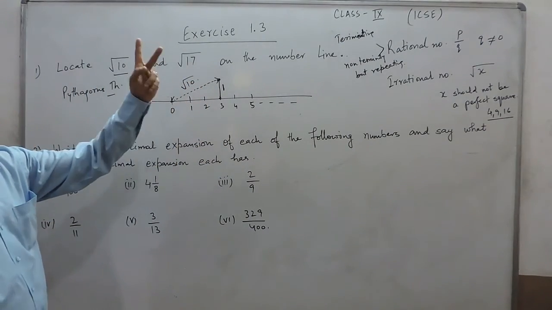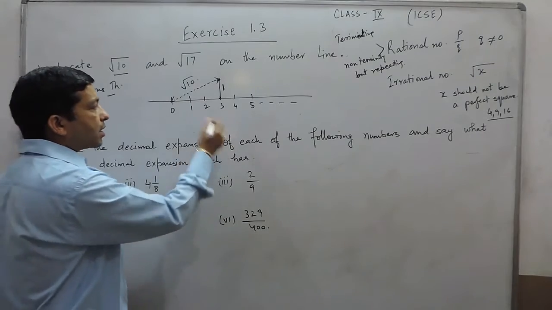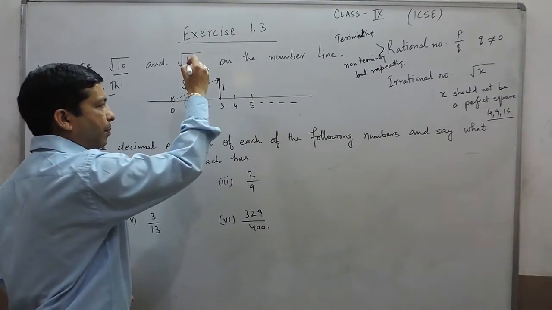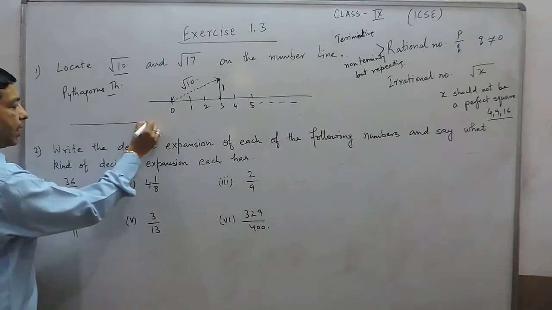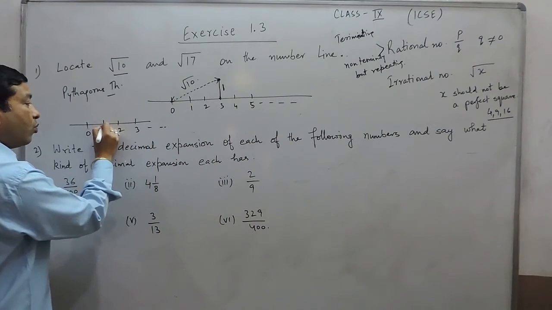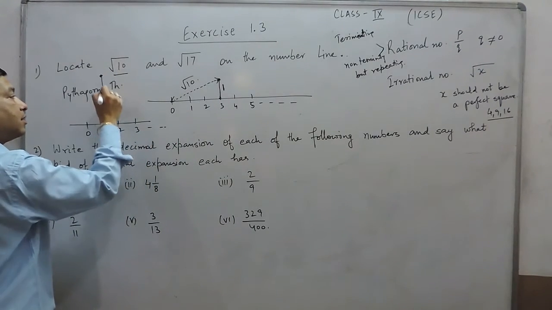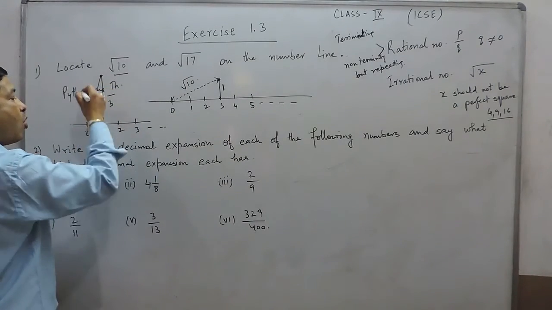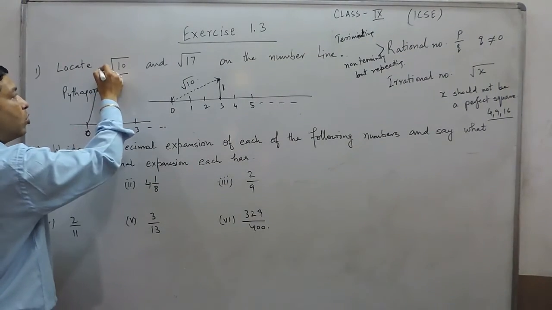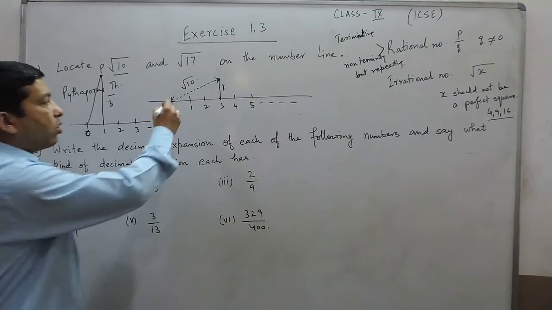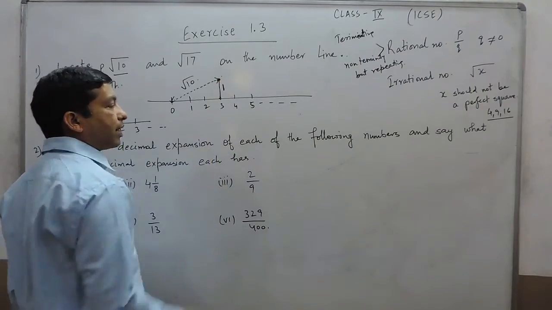This can be represented in two different ways. One is where on 3 I am taking 1 as the perpendicular. There is also a possibility that on 1, if I take 3 as the perpendicular, then also this line from O, or from 0 to point P, becomes under root of 10. Here also this is under root of 10.